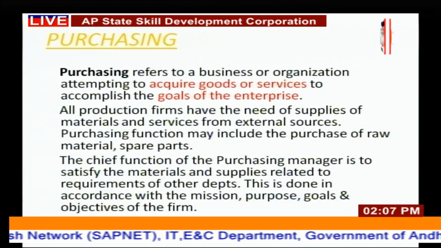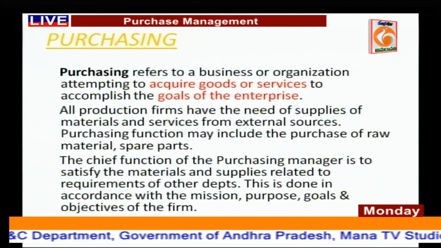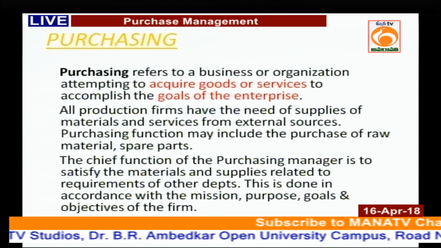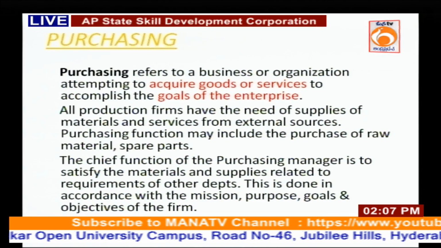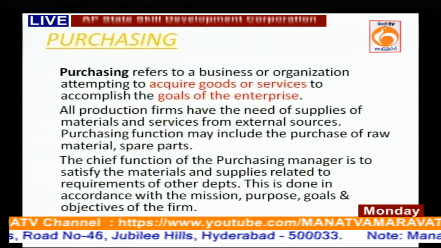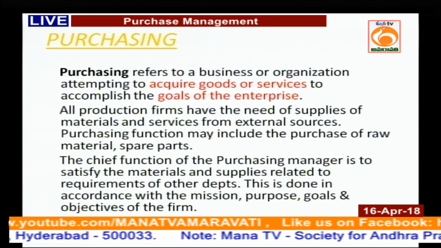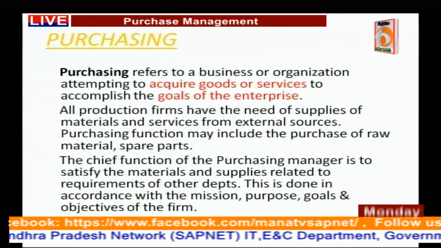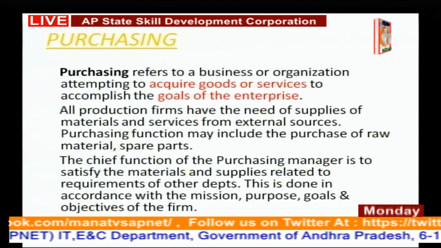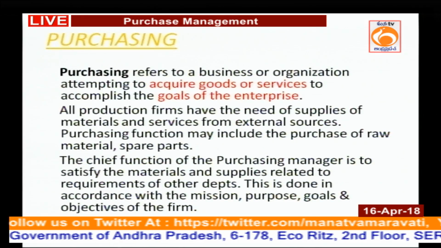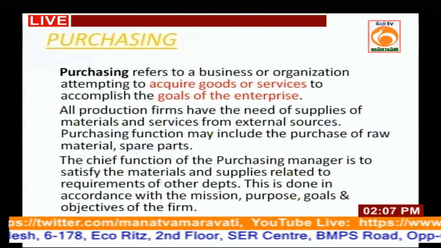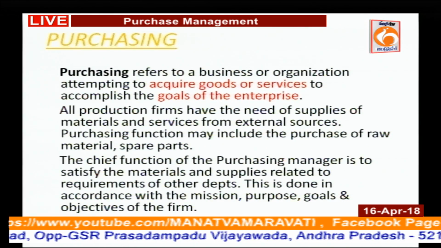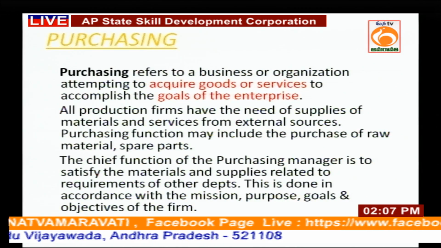So, purchasing refers to acquiring goods or services. There are certain goals of the enterprise, and purchasing ensures that those goals and objectives are fulfilled. All production firms need supplies of materials and services, so it should include the purchase of raw materials, spare parts, etc. The chief function of the purchase manager is to satisfy the materials and supplies requirements of other departments. So, there is a mission. It has to be done according to the mission of the company, the purpose for which the materials are procured, and the goals and objectives of the company. This tells you what purchasing is all about in a nutshell.